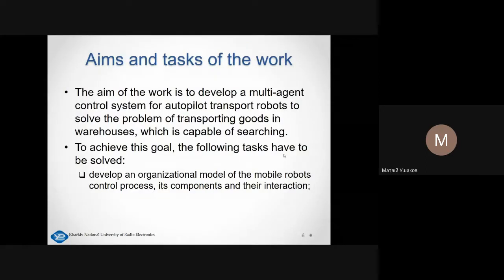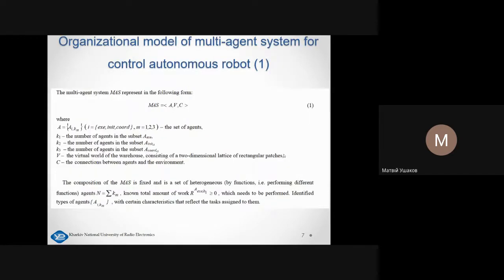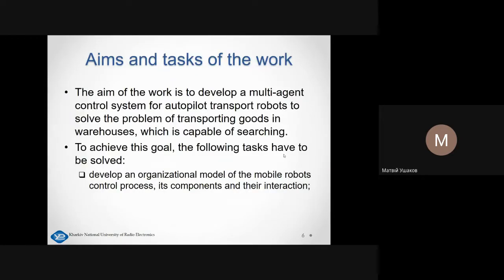Aims and tasks of the work. The aim of the work is to develop a multi-agent control system for autopilot transport robots to solve the problem of transporting goods in warehouses, which is capable of searching. To achieve this goal, the following tasks have to be solved: to develop an organizational model of the mobile robots control process, its components, and their interaction.